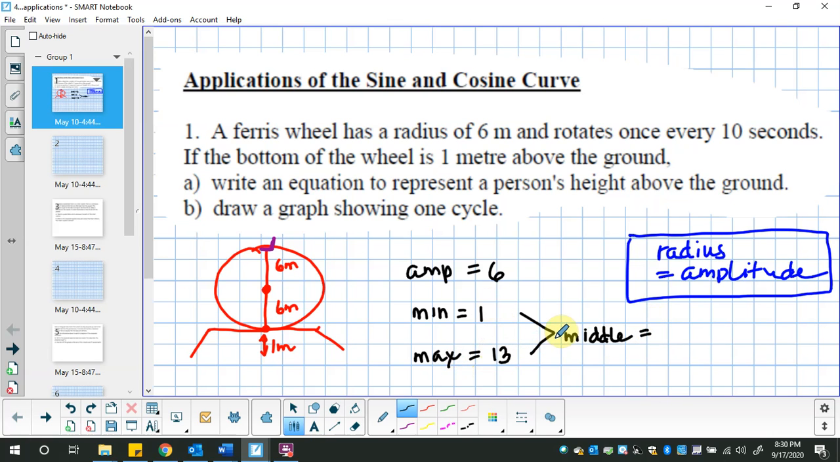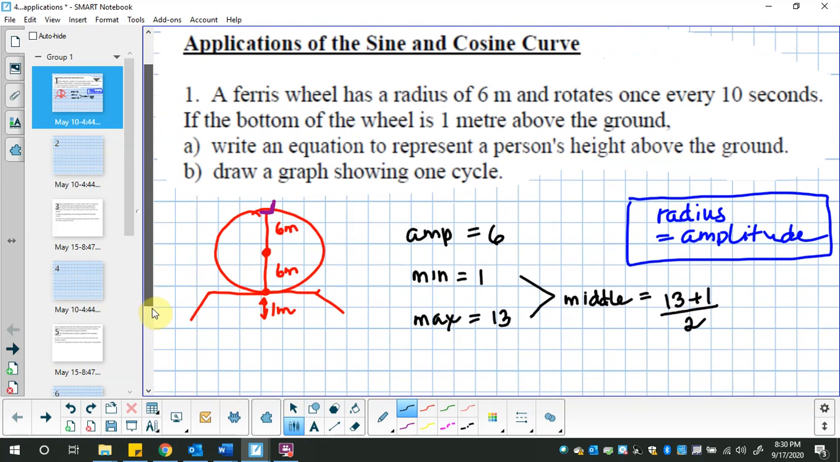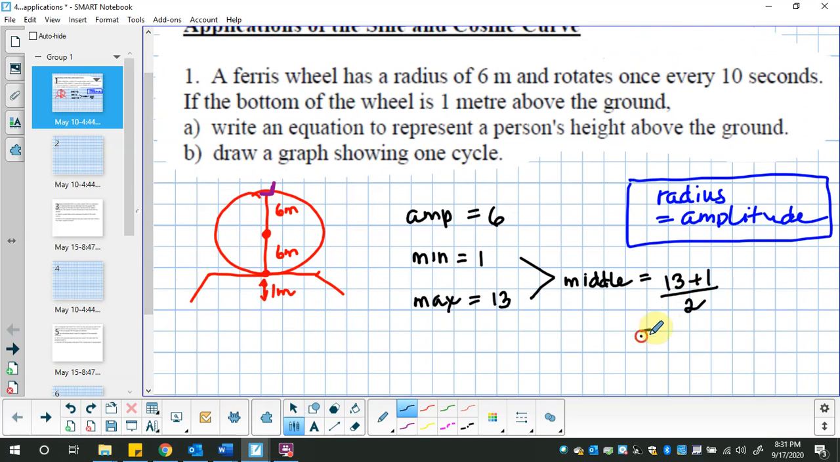Now if you think back to your grade 10 math class, and some of you were stuck with me, in order to find the middle, you take the maximum and minimum, add them together, and divide by 2. So if I show all my work, that's 14 divided by 2, so the middle is 7. And the middle is actually the line of equilibrium, or the vertical displacement.